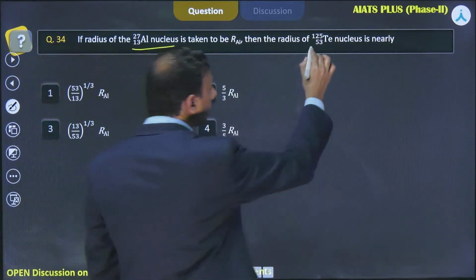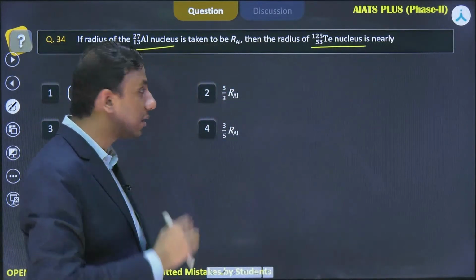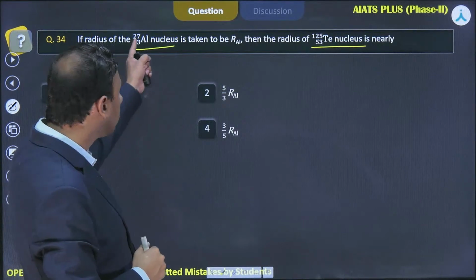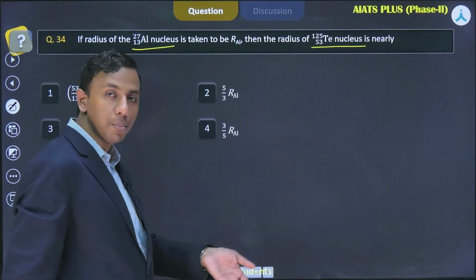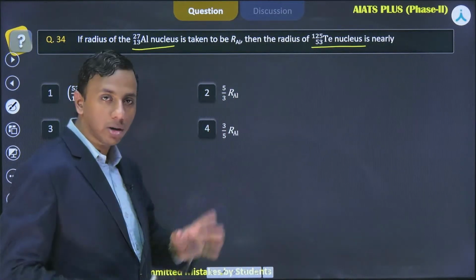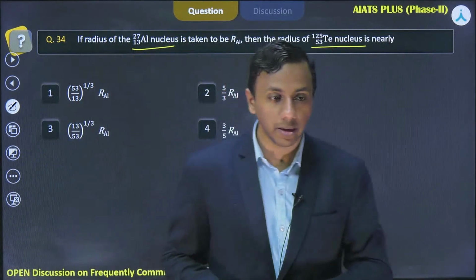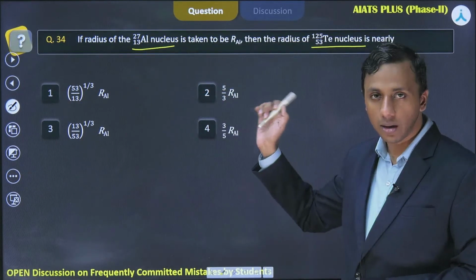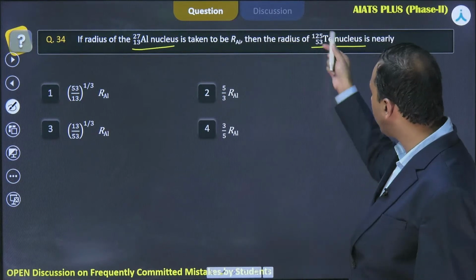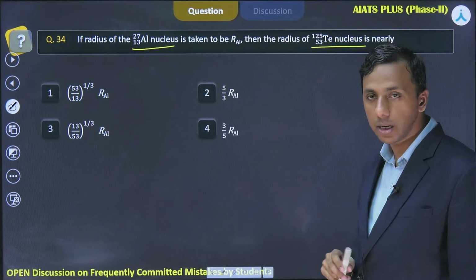Two different nuclei are given. They have different mass numbers, so they will have different radii, but they will have the same density. But here they are not asking about density. So read the question. If the radius of the aluminium nucleus is R_Al, then the radius of this nucleus, tellurium, what would this be?